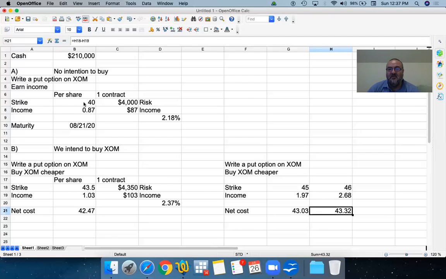And if all goes according to plan, if we intend to buy it, we buy it, but we buy it at a cheaper price than we would otherwise buy it with a straight out buy. And if we intend to just make an income, all goes well, which means we don't buy it, but we get to keep our income. So this is the cash covered put.